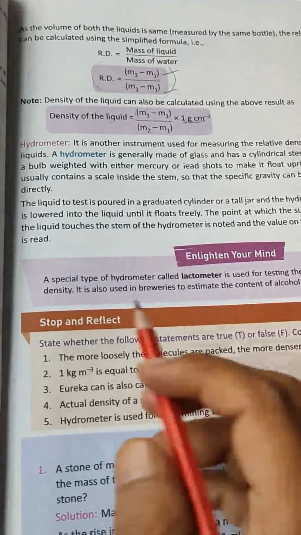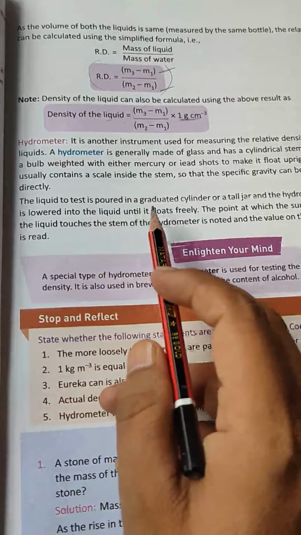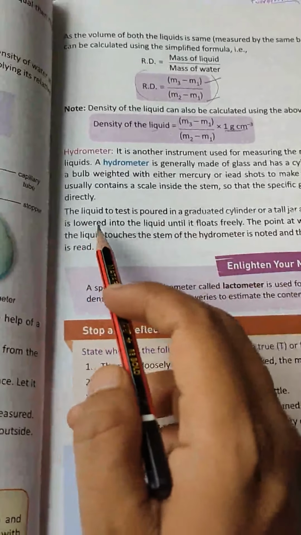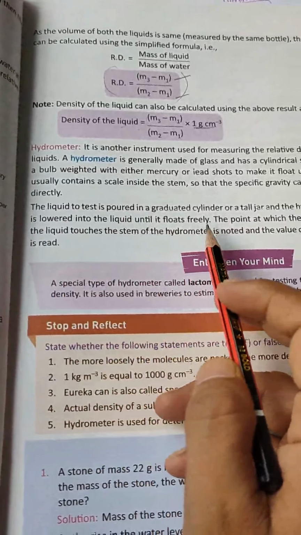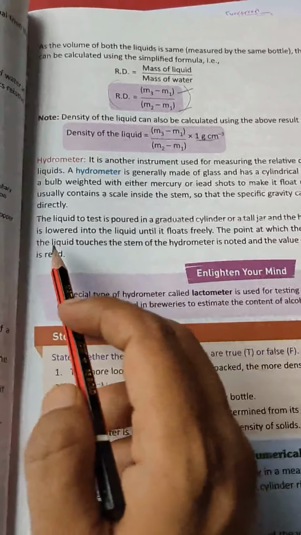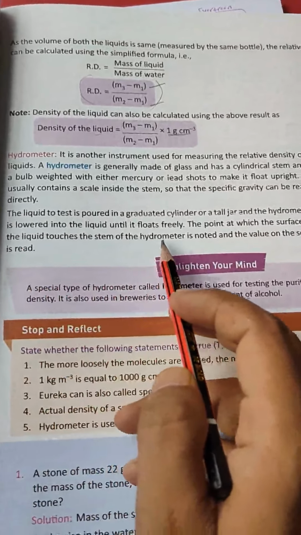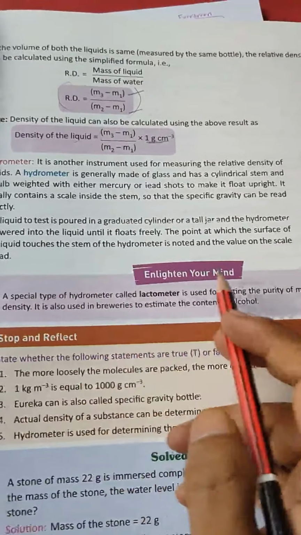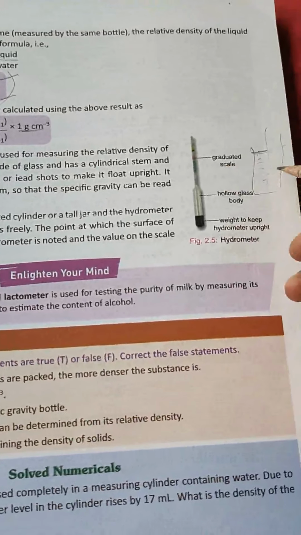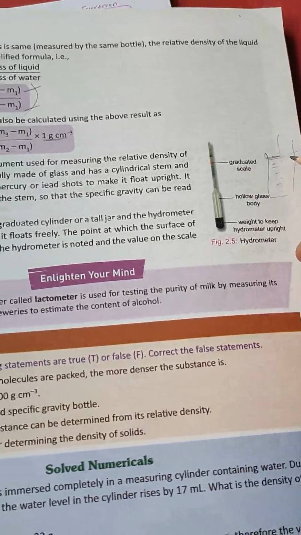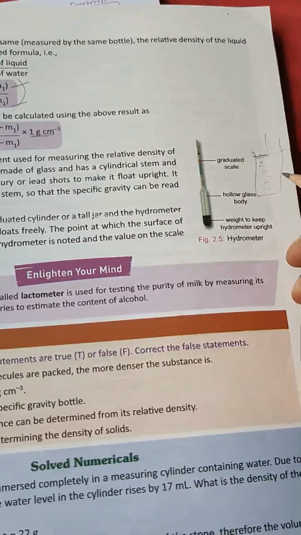Okay, as you can see here, the liquid to test is poured in a graduated cylinder or a tall jar, and the hydrometer is lowered into the liquid until it floats freely. The point at which the surface of the liquid touches the stem of the hydrometer is noted, and the value of the scale is read. So when it became free, it rose a little up to the surface of the liquid, that is noted, and that is the relative density of that liquid.